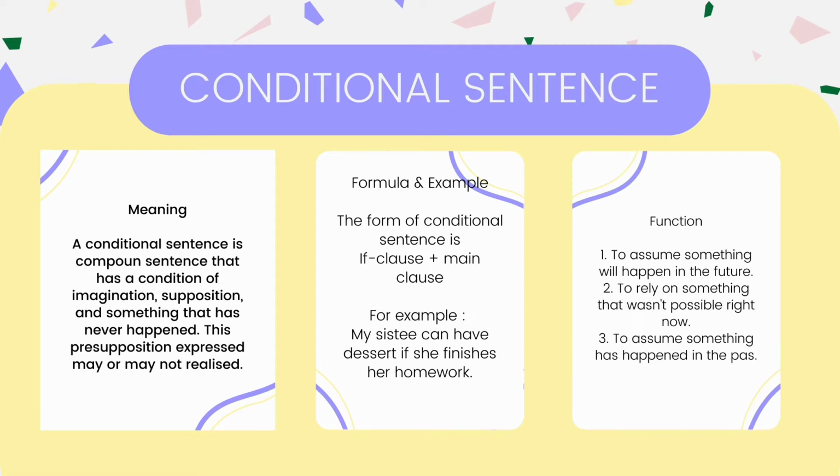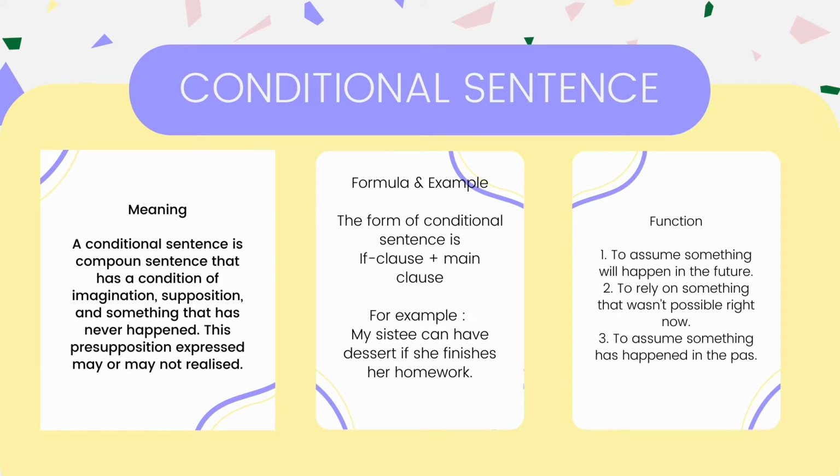Conditional sentence. The meaning of conditional sentence. A conditional sentence is a compound sentence that has a condition of imagination, supposition, and something that has never happened. This presupposition expresses something that may or may not be realized. A conditional sentence consists of an independent clause and a dependent clause which usually start with the word if. A sentence consisting of these two clauses can then be called a conditional sentence. However, there are some sentences that can start with when.